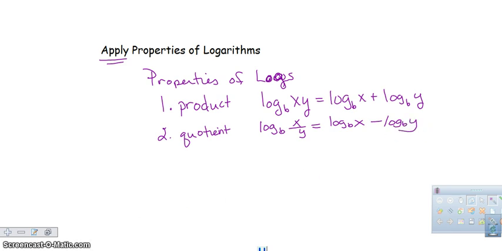The third property of logs is called the power rule, and it looks like this. If you have log base b of x to the y power, that equals, you bring this power out front, y times log base b of x. And this one, we're going to use the most today, the power rule. It's a rule that you're going to use quite a bit. Actually, all these rules you use quite a bit, but the power rule is what we're going to focus on today. And we're going to try some problems.